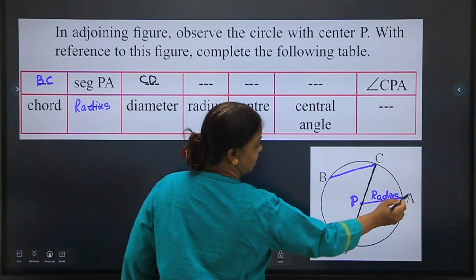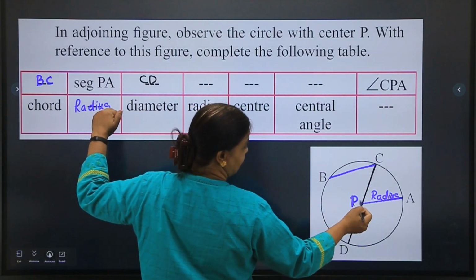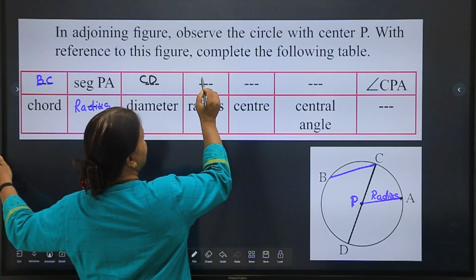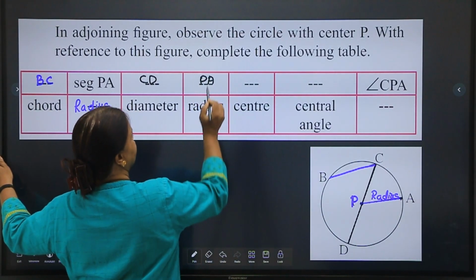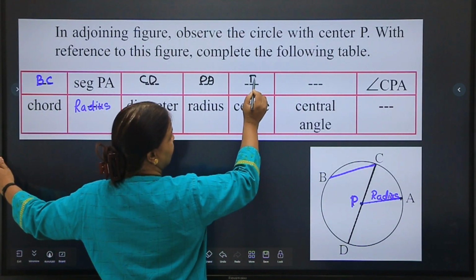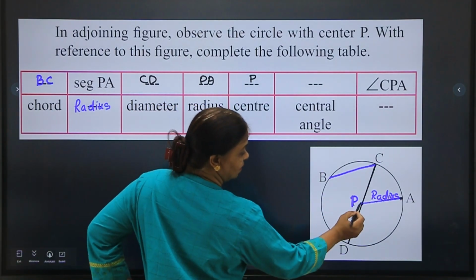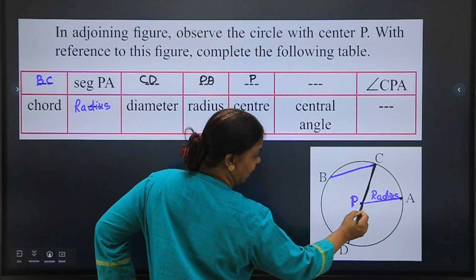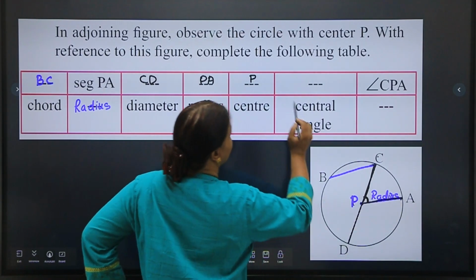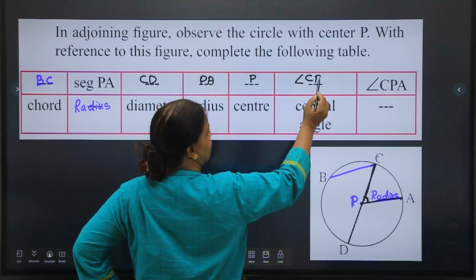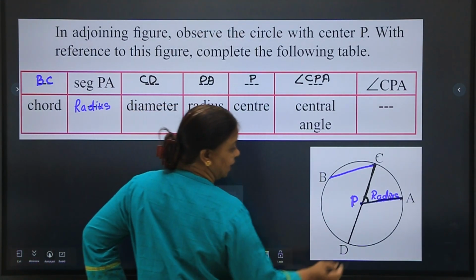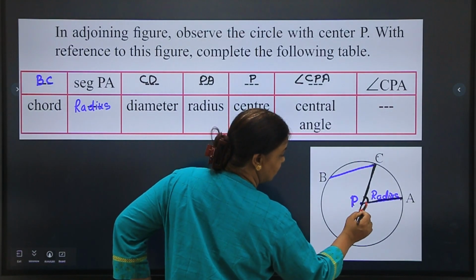Radius, again segment and radius. Radius is the distance between the center and the point on the circle. So PA is the radius. Clear? Next is center. P is the center. Central angle, the angle which is subtended at the center. This is the angle, angle CPA, or you can also say angle APD.